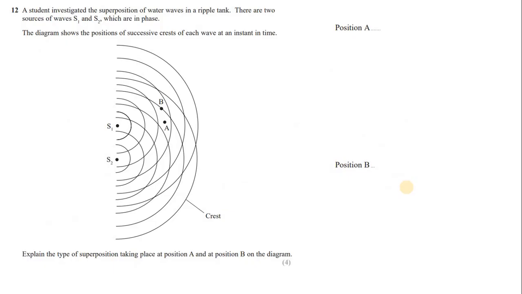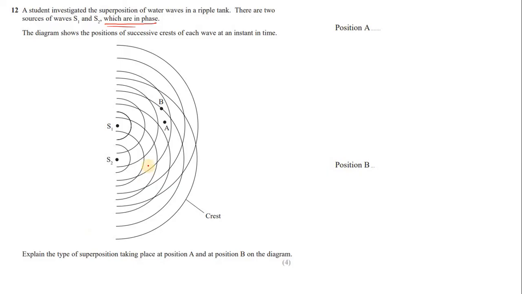Question number 12. A student investigated the superposition of water waves in a ripple tank. There are two sources of waves, S1 and S2, which are in phase. This is important information. Both waves are in phase. The diagram shows the position of successive crests of each wave at any instant in time. Explain the type of superposition taking place at position A and B.